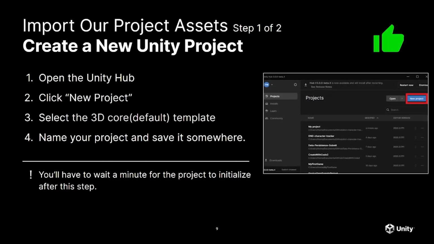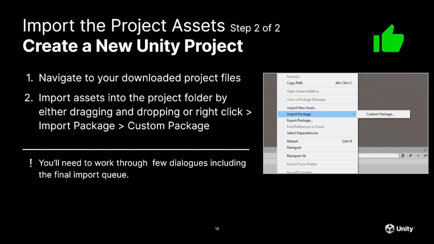But yeah, so step number 1, you're going to open up your Unity Hub. Step number 2, you're going to click New Project, which in this screenshot, this is a different version of the Unity Hub, so it might look a little bit different for you. You're going to click on the 3D core default template, and then name your project, save it somewhere. And then we're going to import our assets over here. We're going to right-click in the projects folder, right-click, import package, and then custom package.